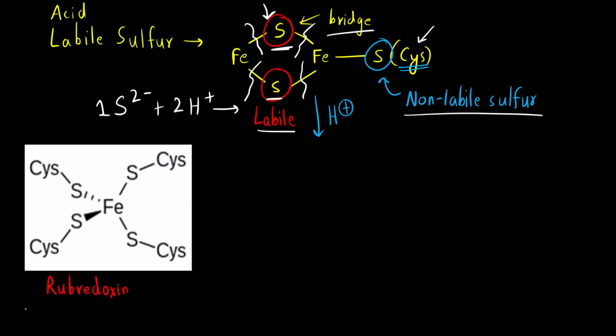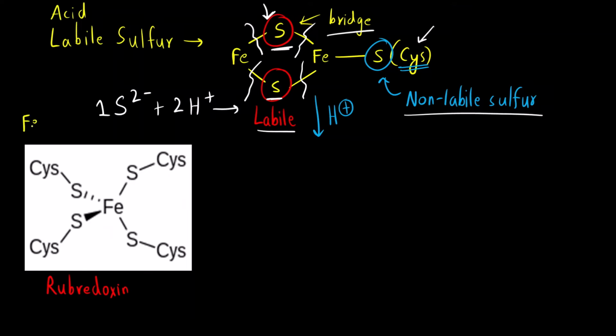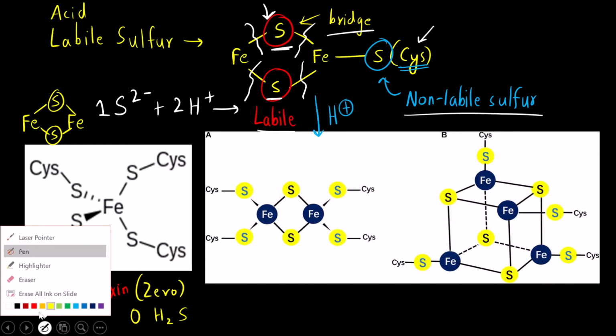Here, is there any labile sulfur? No, labile sulfur is not possible here, because for labile sulfur you need at least 2 iron atoms, and in between those irons there is the labile sulfur. So here there are 0 labile sulfurs, so 0 H2S gas will be released. Now let us see these structures.